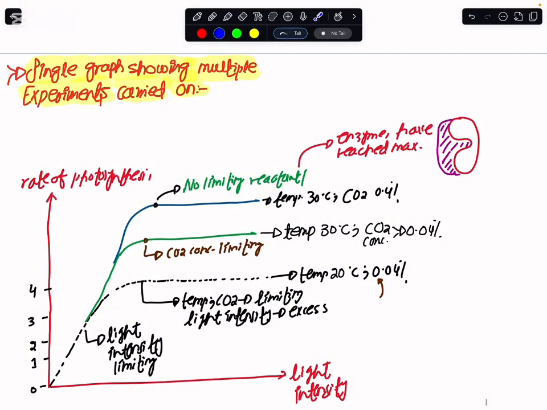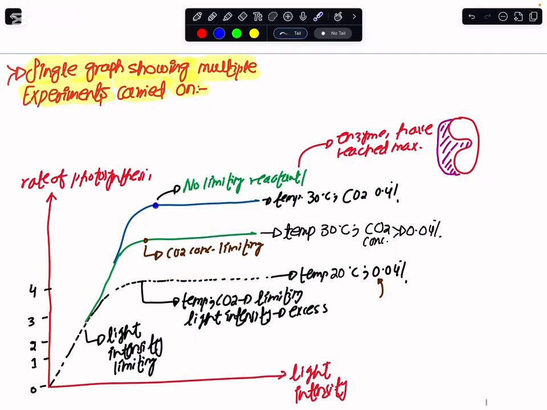Now I want to further increase the rate of photosynthesis beyond this point. So I now have to increase the carbon dioxide concentration. So for the third experiment, I keep the temperature at max, I take the carbon dioxide concentration to the max, and I keep the light intensity at the max. So the rate of photosynthesis for experiment 3 goes even beyond experiment 2 and experiment 1.